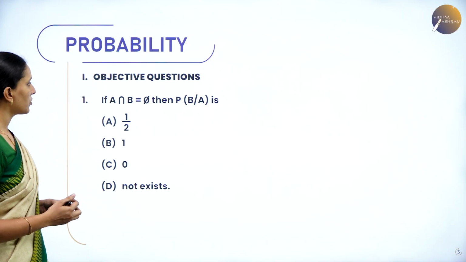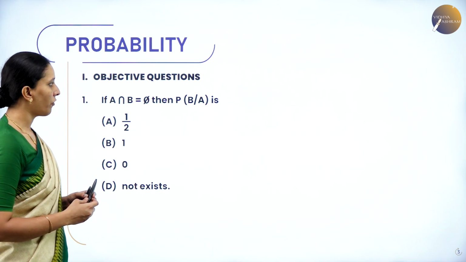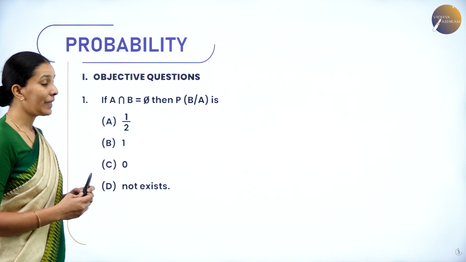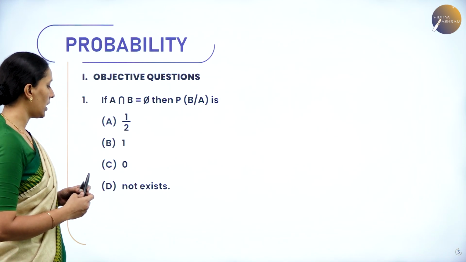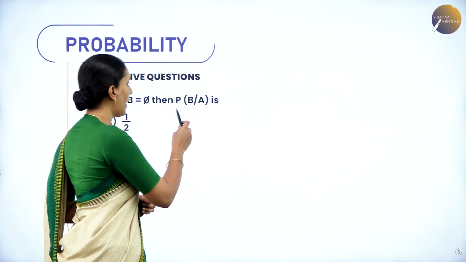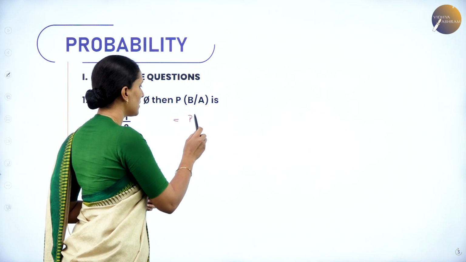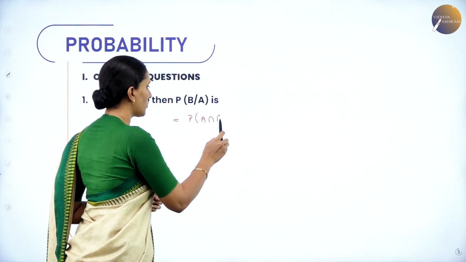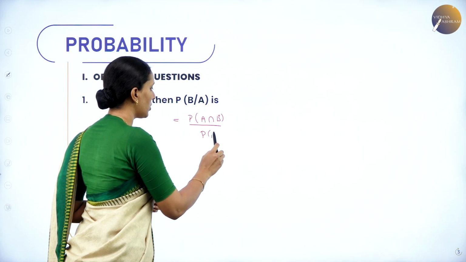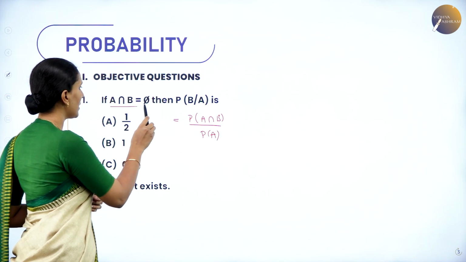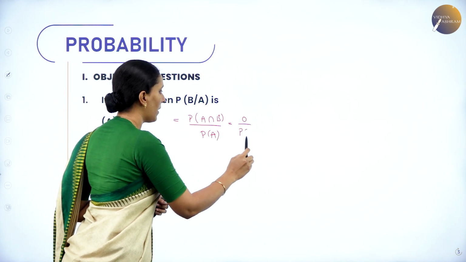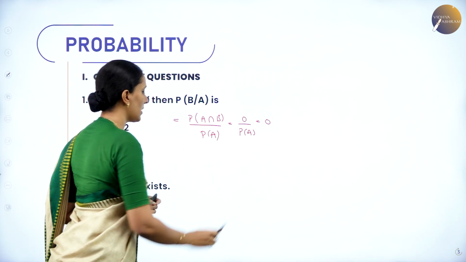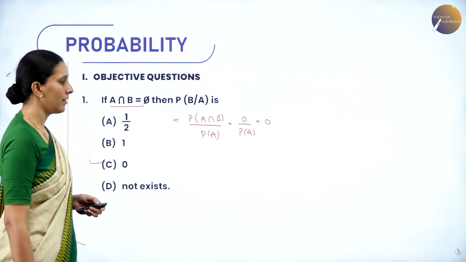If A intersection B is empty, then P of B over A, or P of B conditional A, is: 1 by 2, 1, 0, does not exist. Now, probability of B over A can be written as probability of A intersection B divided by probability of A. Since A intersection B is empty, the probability value is 0 divided by probability of A, which will be equal to 0. Hence, option C is the right answer.